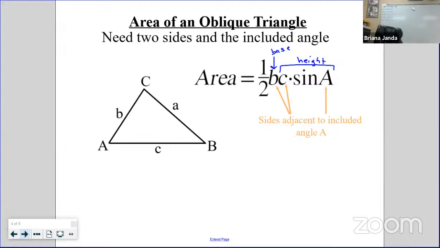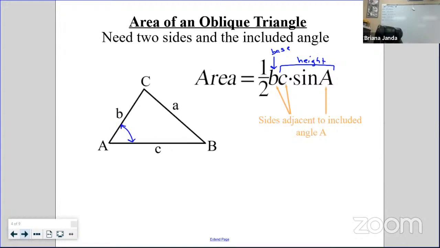What you need to understand is their relationship to that angle is that whatever angle we know, the two sides in the equation have to be the two sides that make up that angle or meet at that angle or are adjacent to that angle. So we have 1/2 BC times the sine of A. If we look at A, look at the sides on either side of it are B and C.